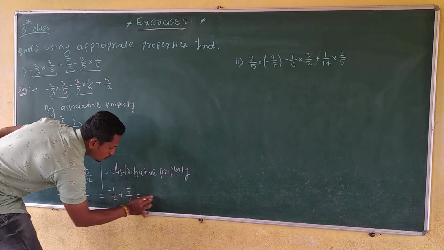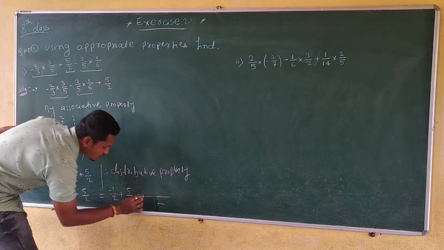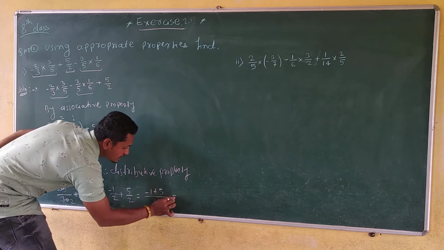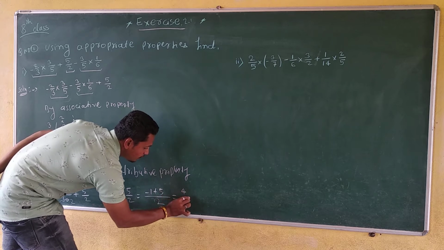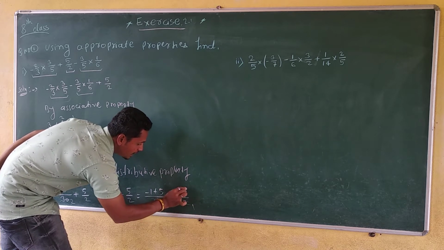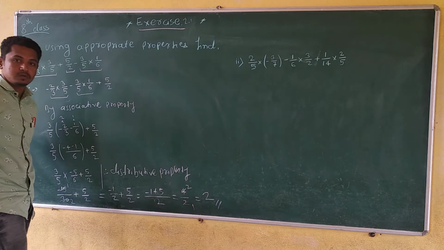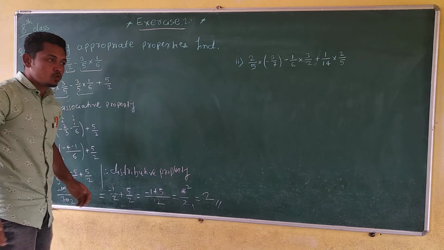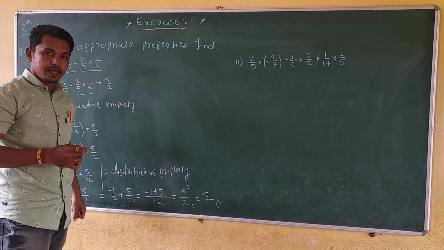It equals, the LCM of 2 is 2, and minus 1 plus 5 equals 4, divided by 2. So 2 ones are 2 and 2 twos are 4. So your answer is 2. Is it right? Your answer is 2 by using which properties? Associative property and distributive property.